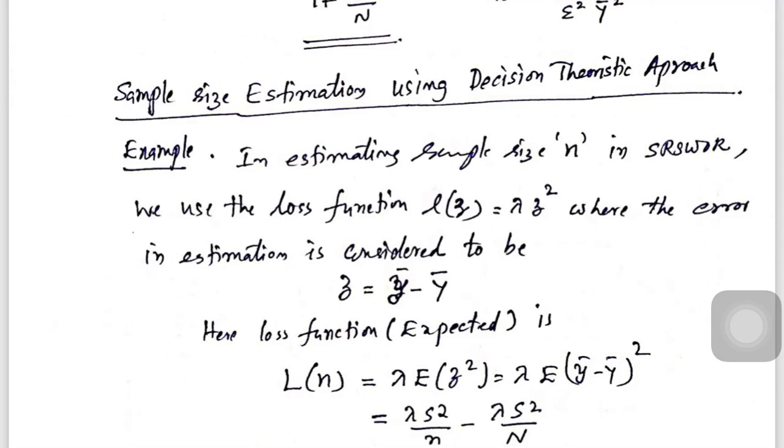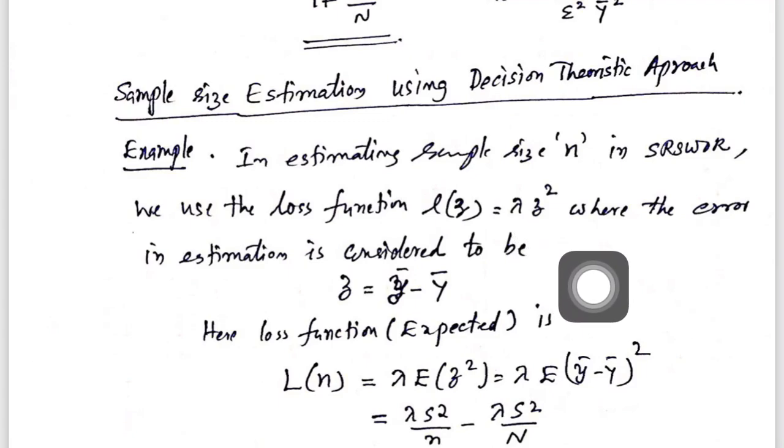And in order to explain this, we have an example, and in this example you are trying to estimate the population mean in simple random sampling without replacement. And suppose the loss function is L of z is equal to lambda into z square. Here z is the error and L of z is an error function.